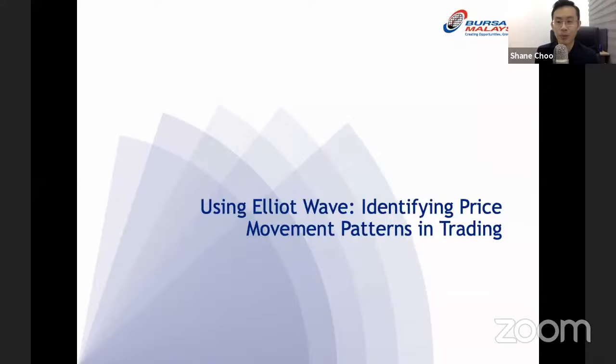Today, our topic for this Bursa webinar is titled Using Elliott Wave, Identifying Price Movement Patterns in Trading. I hope you are all geared up for this Elliott Wave session. In this session, we are going to talk about what impulsive waves are, what corrective waves are, the 1, 2, 3, 4, 5 and ABC, and how we combine Elliott Wave and Fibonacci indicators to find trading signals. For those of you who are new to Elliott Wave, you are in for a session where you're going to learn a lot more about it.